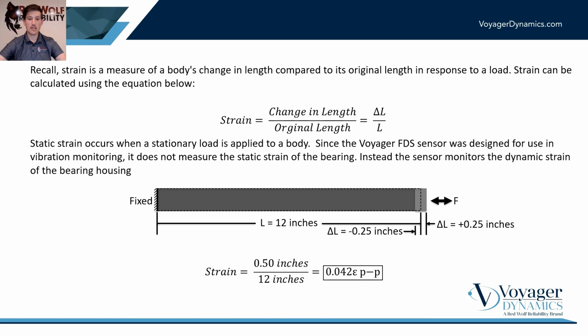If you looked at that change in length in a total measurement, you would have 0.5 inches peak to peak, where peak to peak is basically taking the maximum amount of displacement and the minimum amount of displacement and measuring between them. So if you took that peak to peak displacement of 0.5 inches and divided it by 12 inches, you would get that the total amount of dynamic strain the beam experiences is 0.42 strain peak to peak.